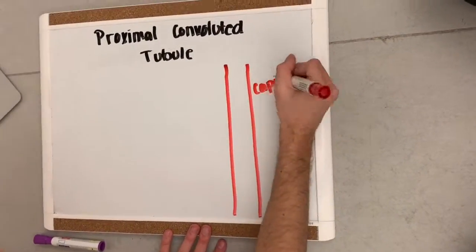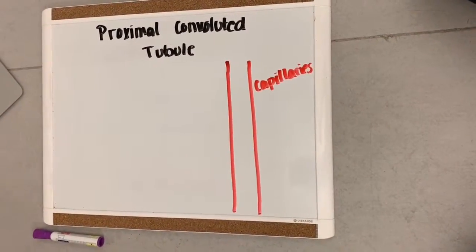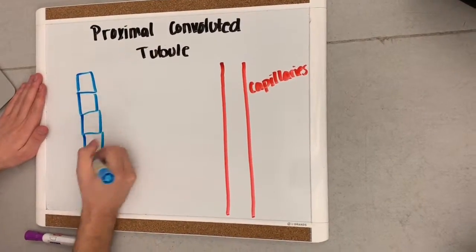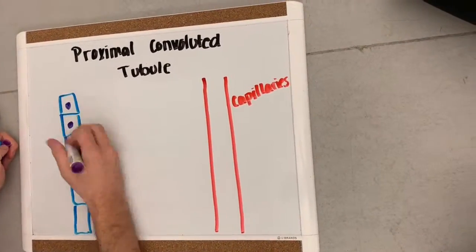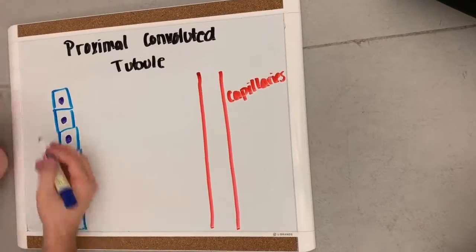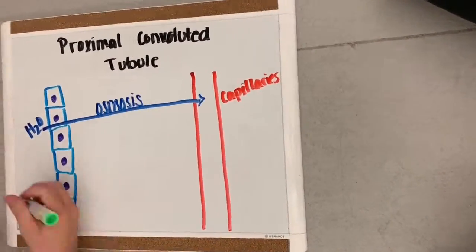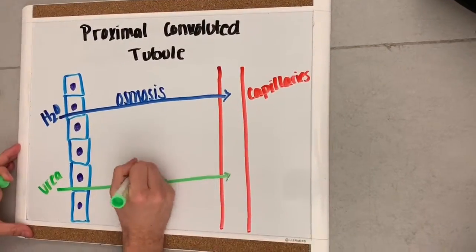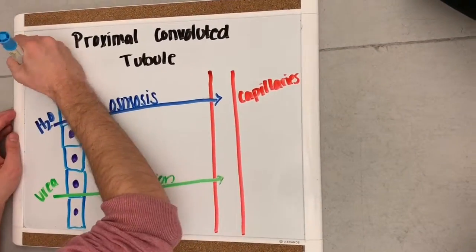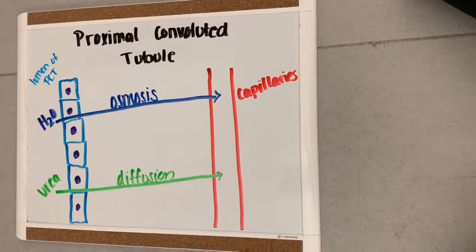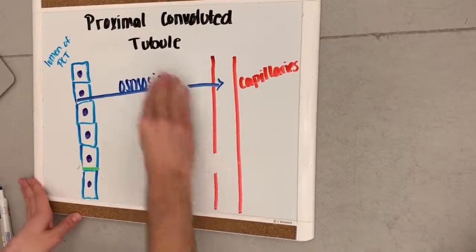The second reabsorption pathway is known as the paracellular pathway. Through this pathway, substances such as water and urea diffuse through tight junctions between cuboidal cells and diffuse through the capillary wall back into the bloodstream.